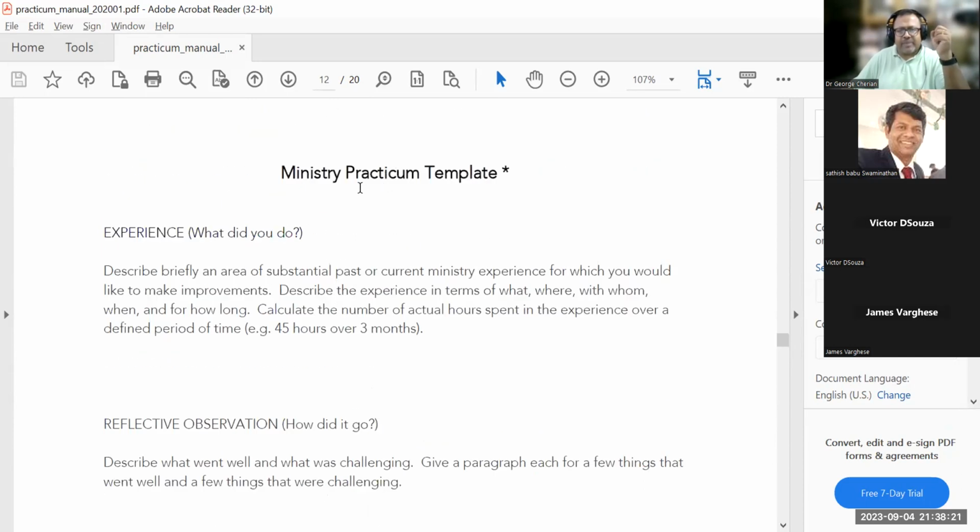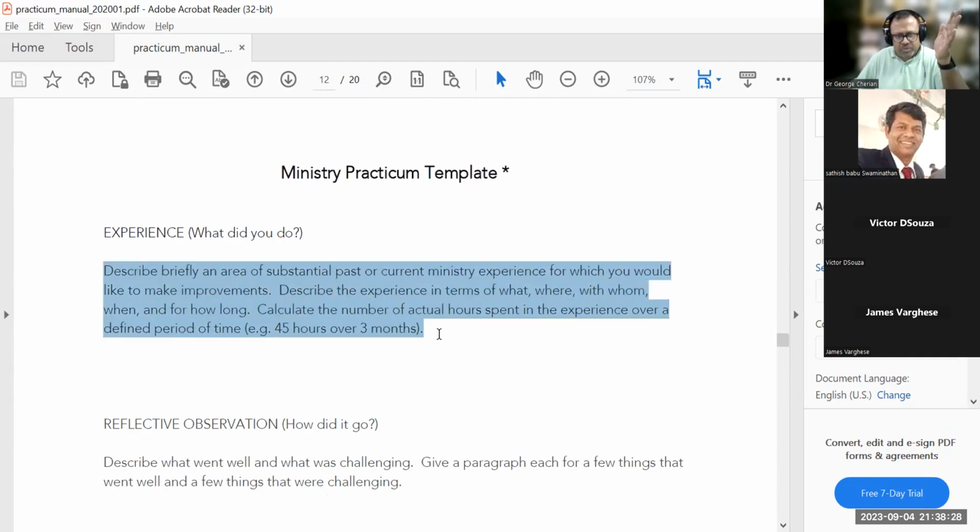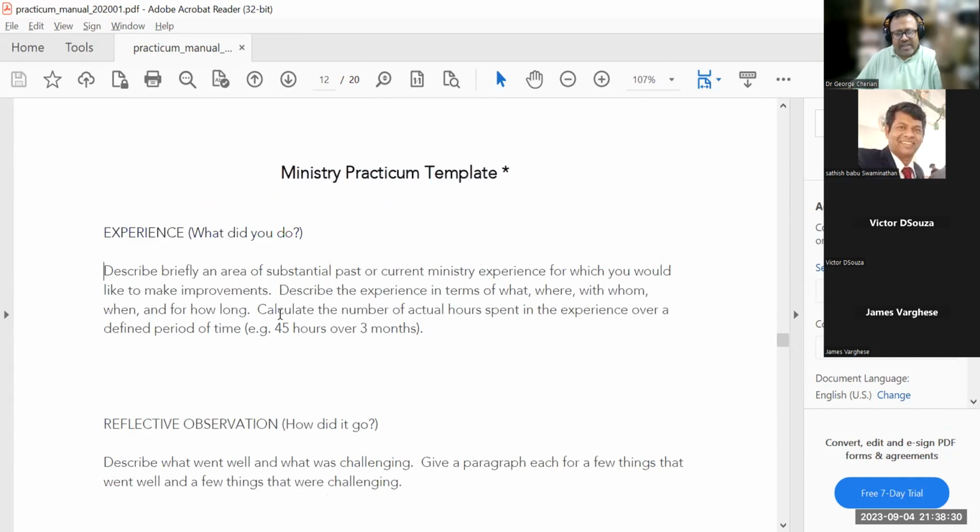Now, Ministry Practicum template: experience, what did you do? Describe briefly. So they've given the question, what you need to do. You need to tell when it happened, why it happened, where it happened, with whom it happened, all of those things. Describe the experience in terms of what, when, where, how long. Calculate the number of hours and put it. So that will complete your experience.